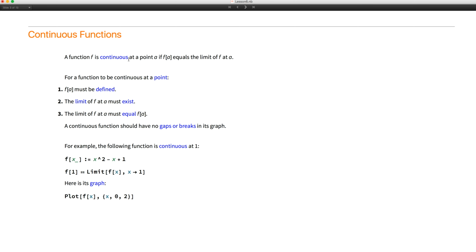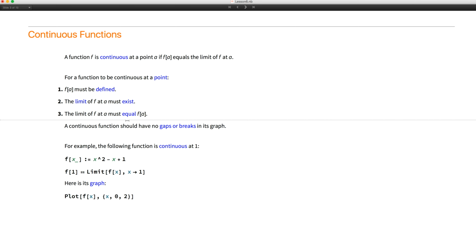So a function is continuous at a point a if the value at a is equal to the limit of f at a. So for a function to be continuous, three things must happen. First of all, it must be defined at that point. The limit must exist at that point. And that's not enough. The limit must equal the value of the function at that point. So the equality is a very important condition for continuity.